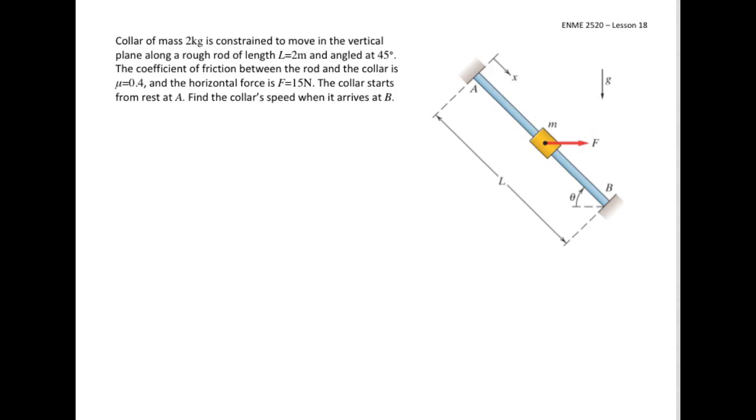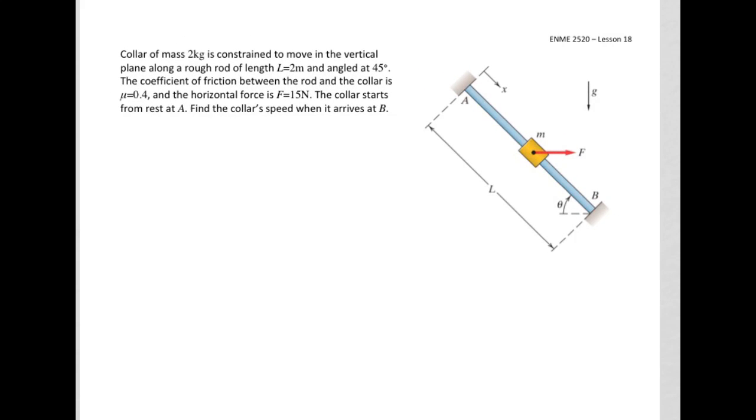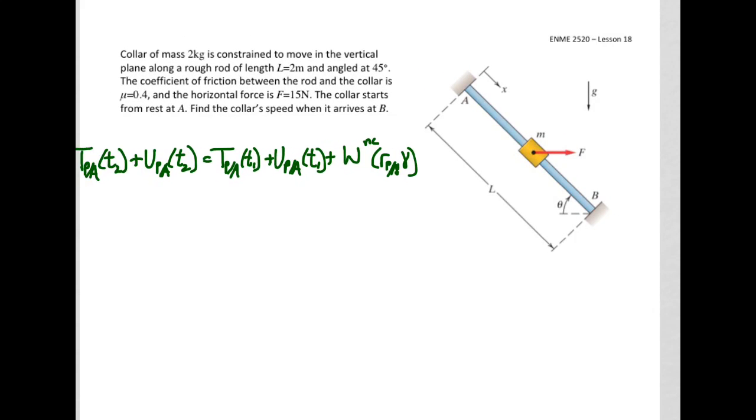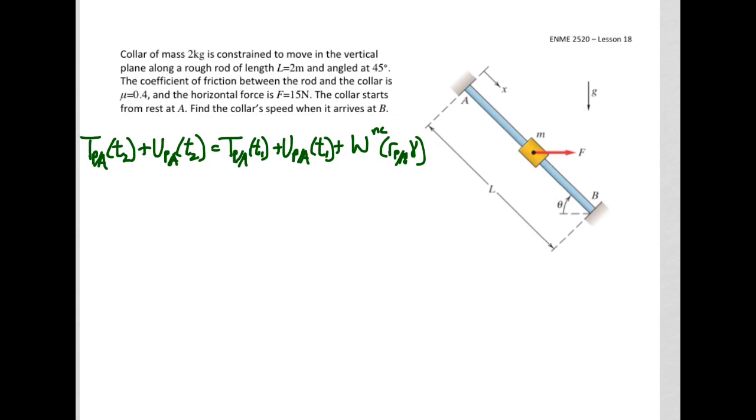So what we're doing is that the collar starts from rest at A. We let this go, we apply the force, and then we want to find the collar's speed when we get to B. And so to work this problem, we're going to apply our energy balance. So it's going to be our total energy, which we've defined as our kinetic energy at time 2 plus our potential energy at time 2 is equal to the energy at time 1, which is our kinetic plus our potential, and then plus the work due to non-conservative forces.